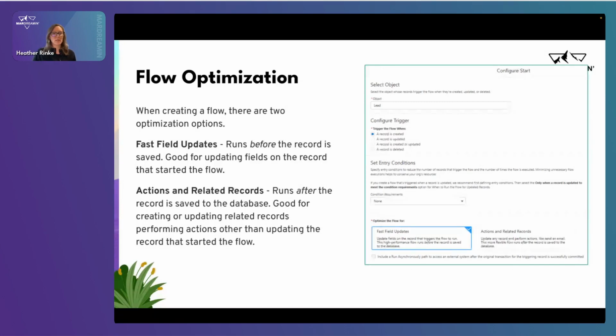The other option is actions and related records. This is where you would use it in any other situation where you want to update or create other records, maybe records that are related to the record that triggered it, or if you want to send an email or something along that line. You would choose actions and related records. Wherever possible, if you are just making updates on the record itself, fast field updates is highly recommended, because especially if you have a lot of flows that are running, it is a way to optimize the performance of your org.